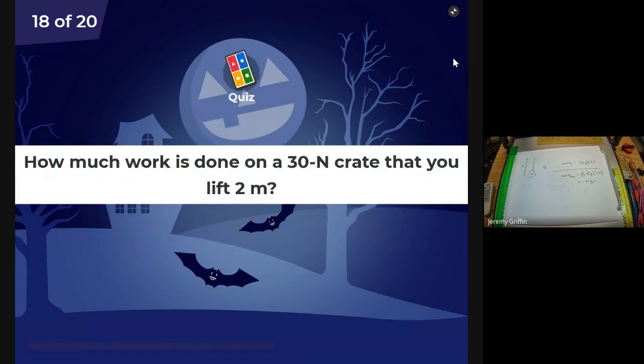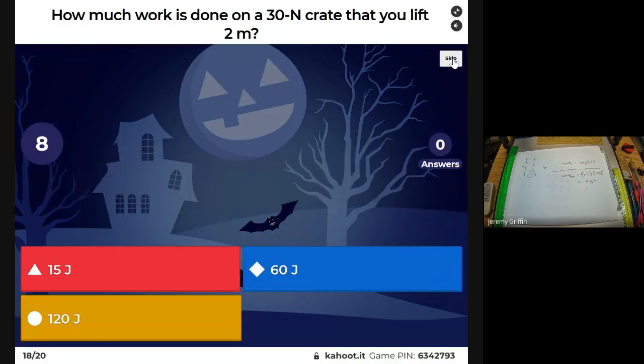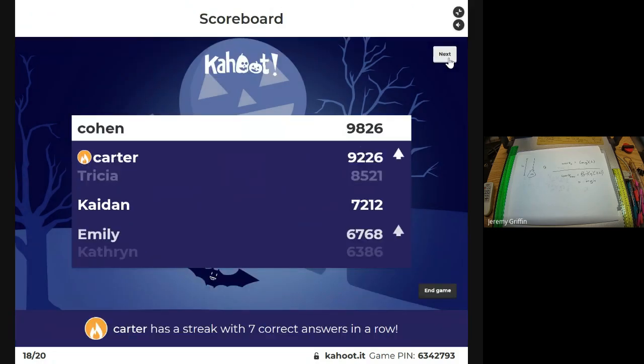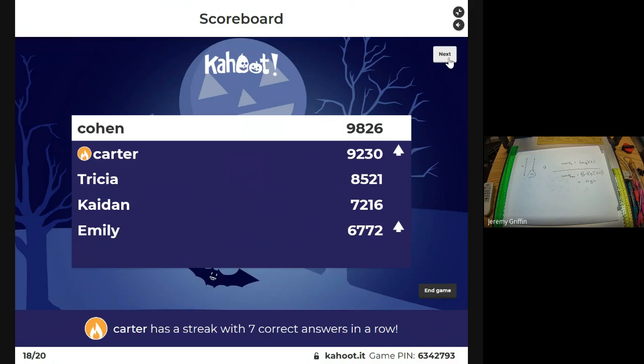How much work to lift a 30 Newton crate 2 meters? 60 joules, right? Force times distance, right? Weight times height. 60 joules, 30 newtons times 2 meters. Got Cohen, Carter, Trisha, Kaden, Emily.